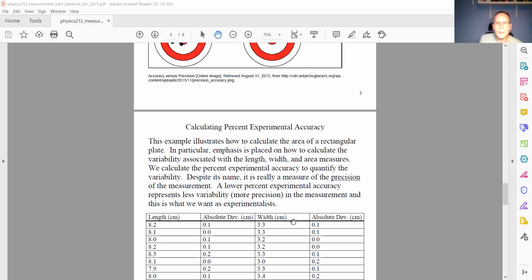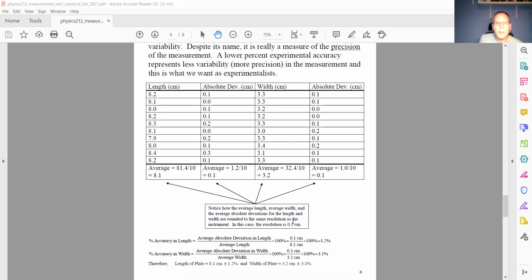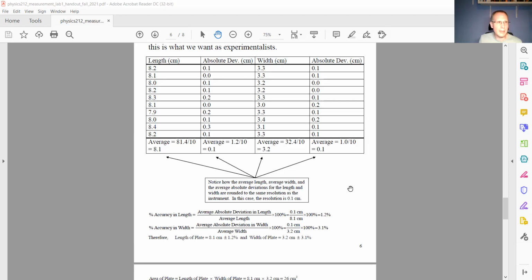Okay, so here's the example. I have some rectangular object, think of it as a rectangular board, maybe some piece of wood. And let's say I measure the length 10 times and I measure the width 10 times. Since I did 10 measurements, they're not all the same. There's some variability here. I want to get a measure of that variability. So basically we're measuring precision, and that's when we compute the percent experimental accuracy to measure that precision.